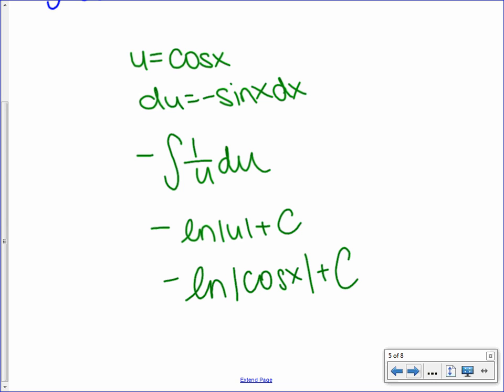I would like you to please take the antiderivative of cotangent. So please take the integral of cotangent of x dx.